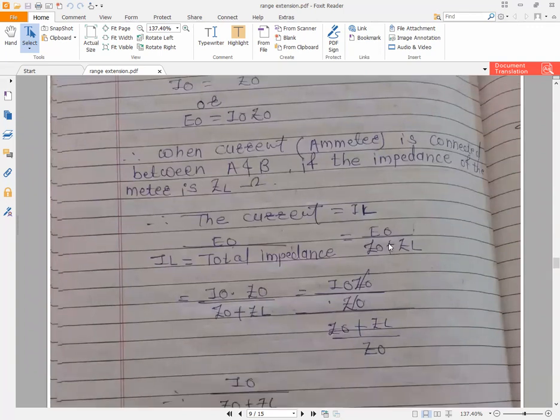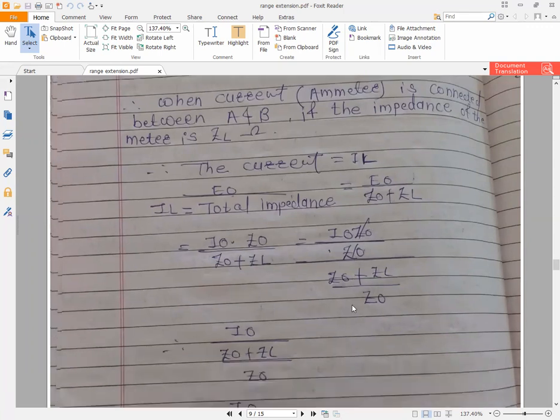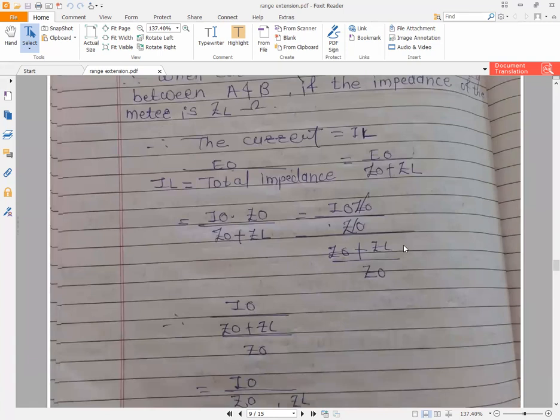So, we can simplify this. We know that E0 equals I0 into Z0. Therefore, put here I0 into Z0 divided by Z0 plus ZL. Again, I am dividing by Z0 on both sides, numerator and denominator. Therefore, it will be I0 Z0 divided by Z0, and Z0 plus ZL divided by Z0. So Z0 and Z0 will get cancelled, leaving I0 upon Z0 plus ZL upon Z0.